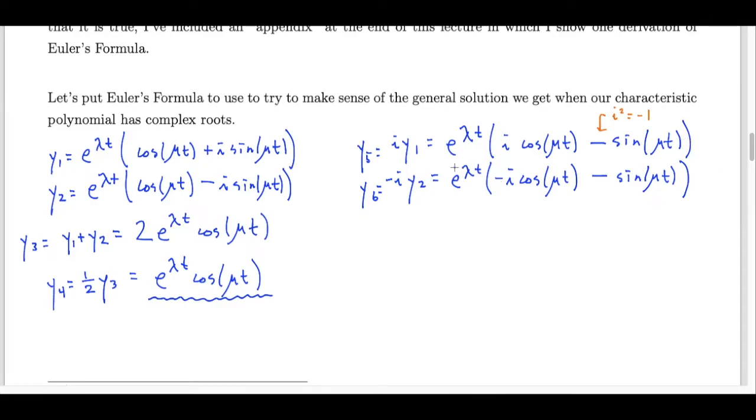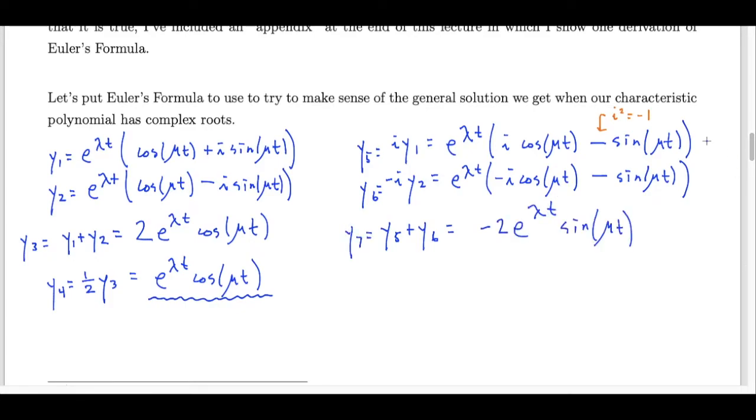So just to reiterate, I know that y1 is a solution, so if I multiply it by a number, the result will also be a solution. So y5, as it's labeled here, is a solution of my differential equation, and so is y6. Using the same rule we used over here, I know that I can add these, and then the result will be a solution. So let me go ahead and add y5 and y6. Suppose I call that y sub 7.